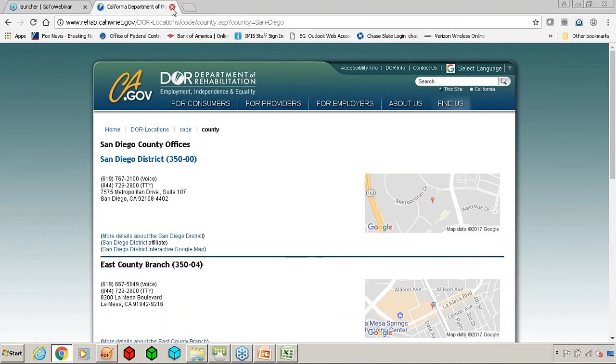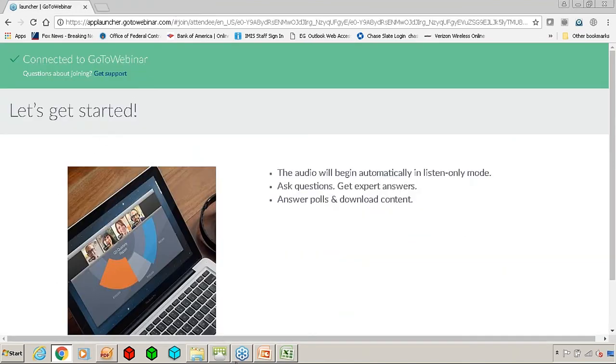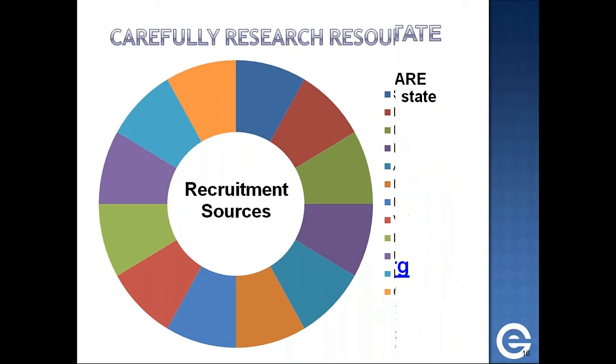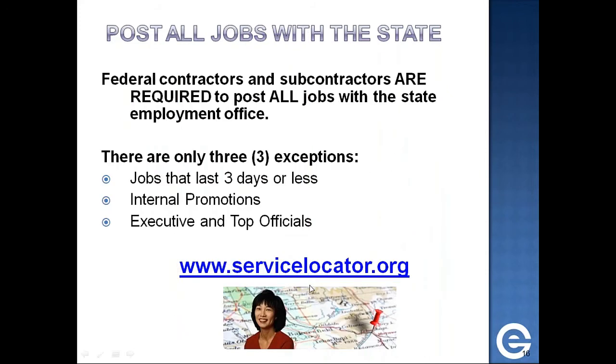If you are outside of the state of California, you should have a Department of Rehabilitation that you can reach out to. We also are going to talk about going to the state employment office. This is where you go to servicelocator.org. So you put this in, this will take you to the one-stop centers in all the states and U.S. territories. So you are required to post with the state. This is a mandatory posting for all jobs except your jobs that last 3 days or less. So these are jobs on your payroll, and they only are being paid 3 days or less.